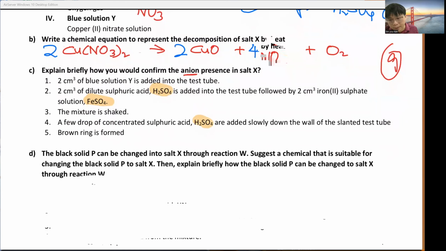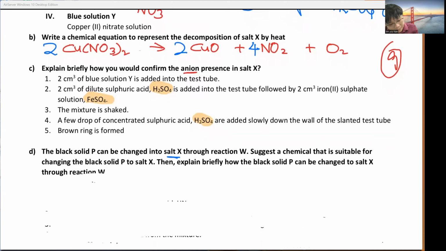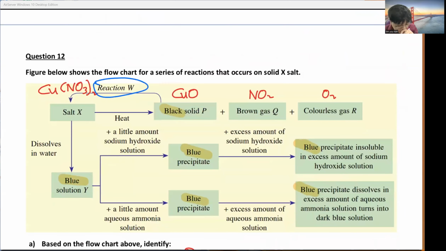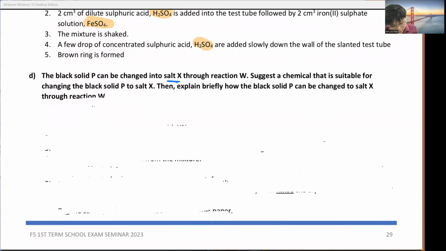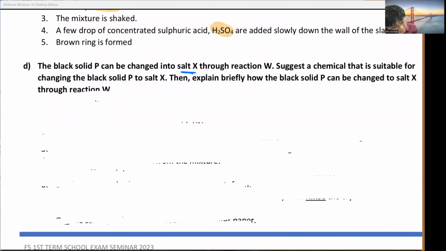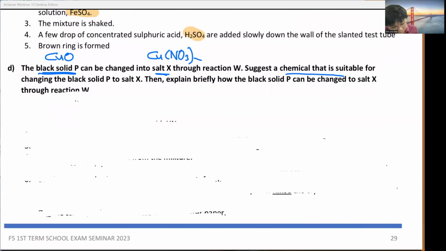Okay, now as I told you, the prepare salt, they won't skip. How they can make it to prepare salt is like this. You see, this is my X bar. You can see in the diagram here that reaction W actually turns the black solid back to X. So they will come up with questions something like this: the black solid, which is CuO, they want to change back to copper 2 nitrate. Then they ask you to suggest a suitable chemical to change it. So it's a prepare salt.